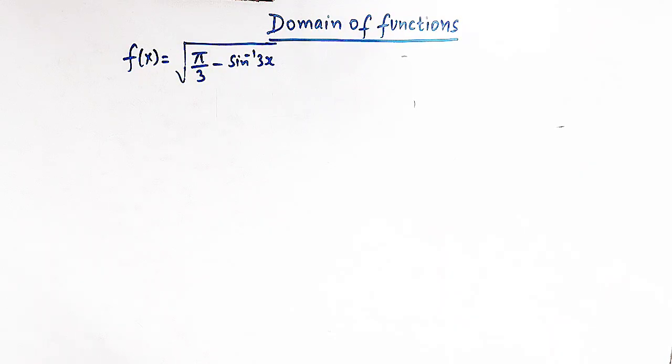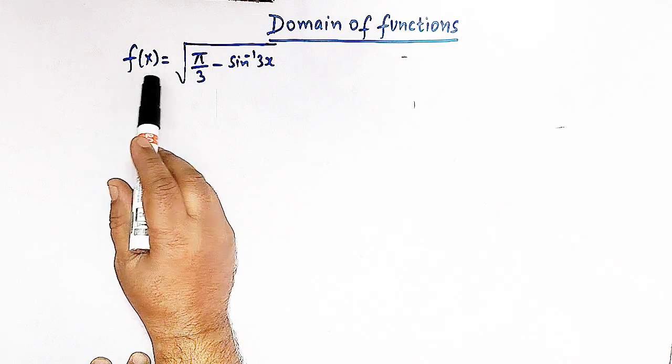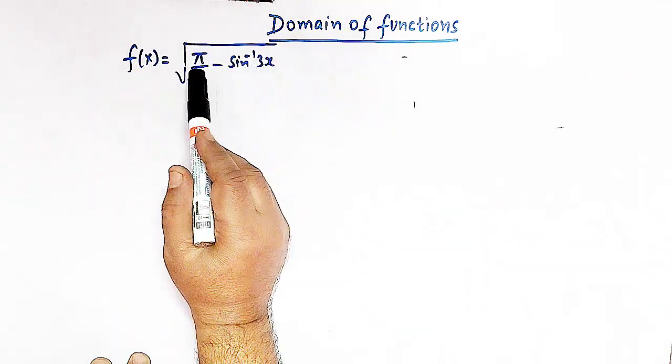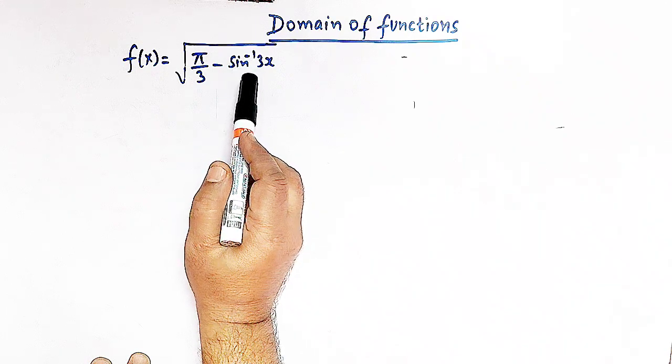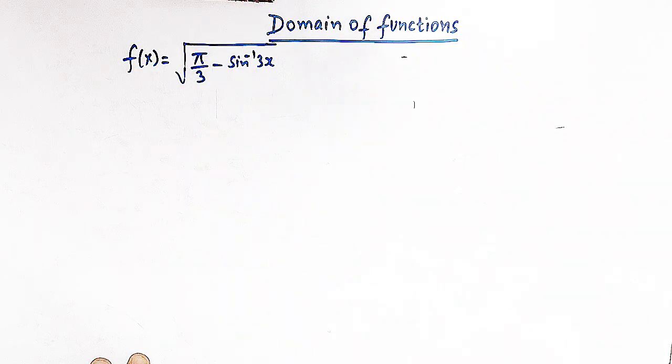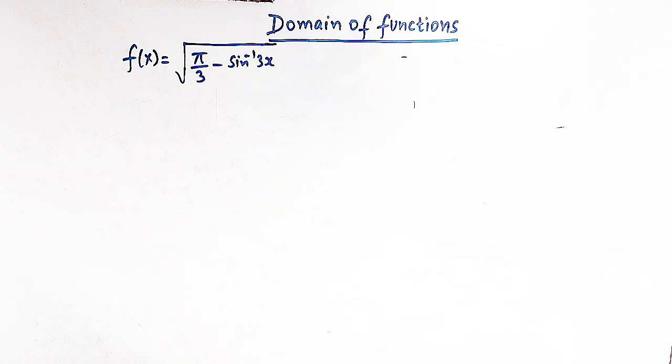Hello viewers, in today's session we are going to discuss another important problem from the domain of functions. In this session we are going to find out the domain of this function f of x equal to square root of pi by 3 minus sine inverse 3x. So here, in order to get the domain of this function, we'll make use of some concepts from inverse trigonometric functions. And here we'll first consider the range of sine inverse function. So let us start.